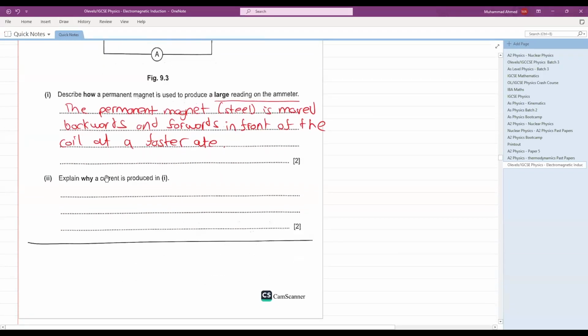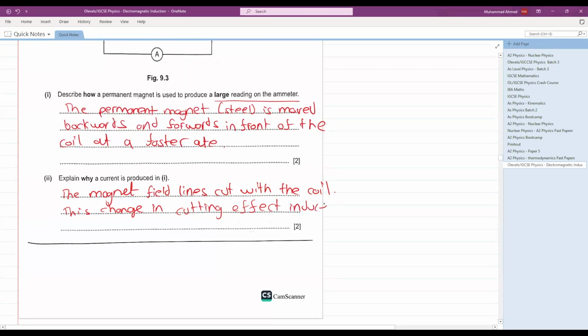Explain why a current is produced in A. Very easy. The magnetic field lines cut with the coil. This change in cutting effect induces current. Let's further move ahead.